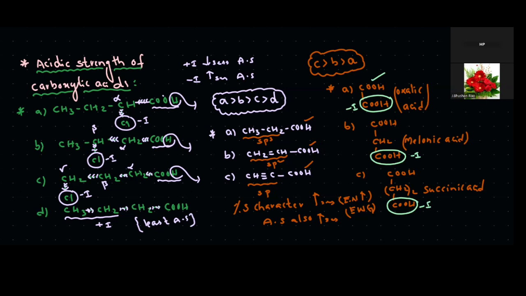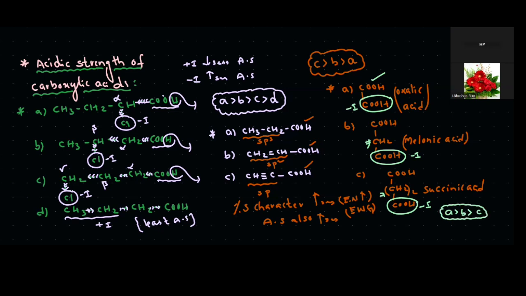In the third case, two CH2 groups are present. So if the distance increases, the inductive effect decreases. Minus I increases the acidic strength. If the distance increases, acidic strength decreases. So the order for the given compounds is A is greater than B, B is greater than C. This is the acidic strength of these compounds.